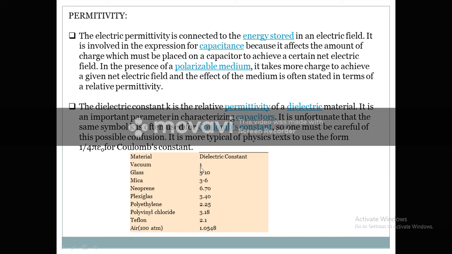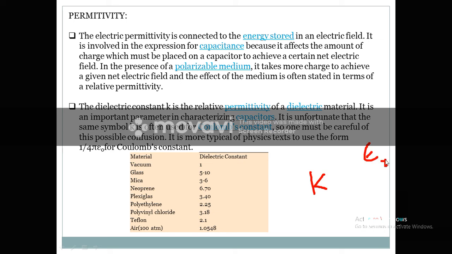Vacuum having the dielectric constant of 1, gases 5 to 10, mica 3 to 6, neoprene 6 to 70, and toluene, etc. Teflon, polyvinyl chloride, polyethylene, air, plexiglass, etc. Okay, they said that K can also be used for the relative permittivity, K or epsilon R.